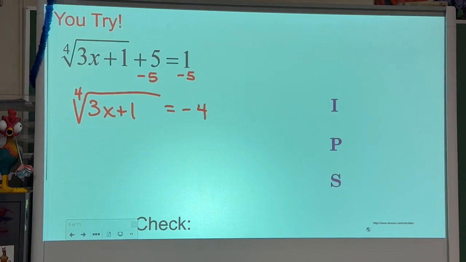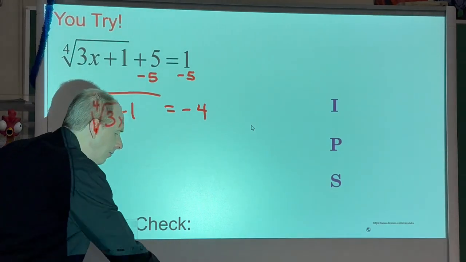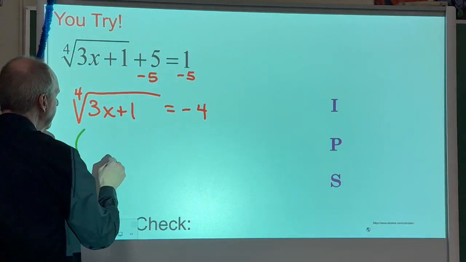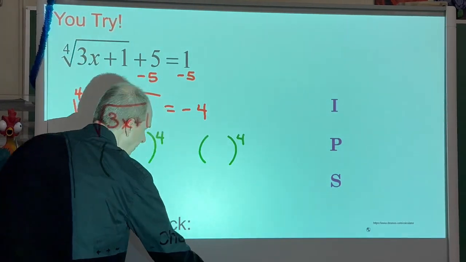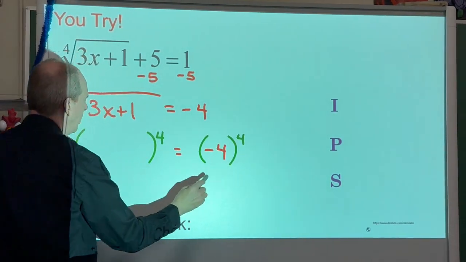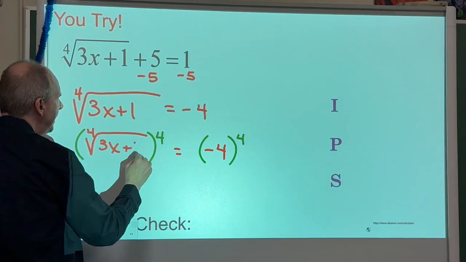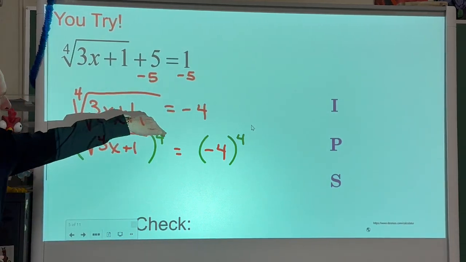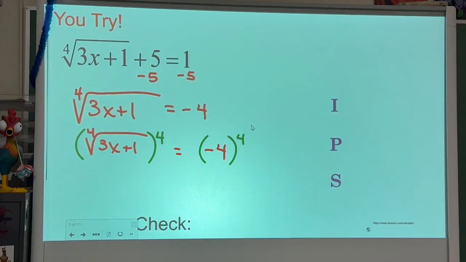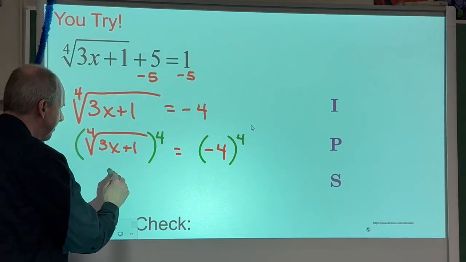Now we need to get rid of that radical sign. The inverse power of a 4th root would be raising it to the 4th power. Raise this to the 4th, raise this to the 4th. Whatever your little power is, that's the inverse of your roots. These should be the same. That way they cancel each other out. The 4th root of 3x plus 1 to the 4th power is 3x plus 1.